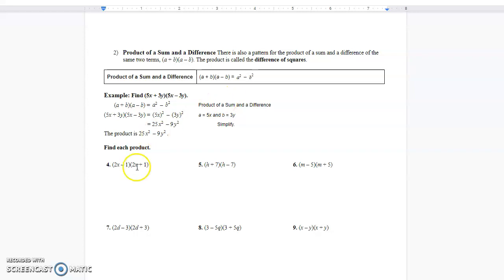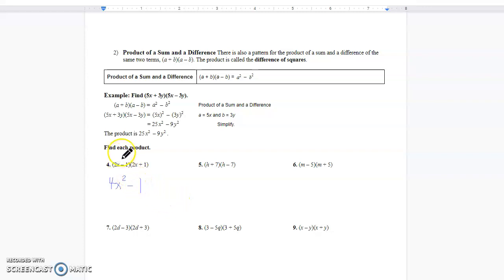So you don't have to do the whole thing, this is actually a lot quicker and easier than what you've been doing. Notice these are both 2x, these are both 1, there's a plus sign and a minus sign. So the answer is 4x squared minus 1. That's actually the answer. This is the one time where you don't have to do the stuff in the middle. I mean, you really should, just so you understand it.